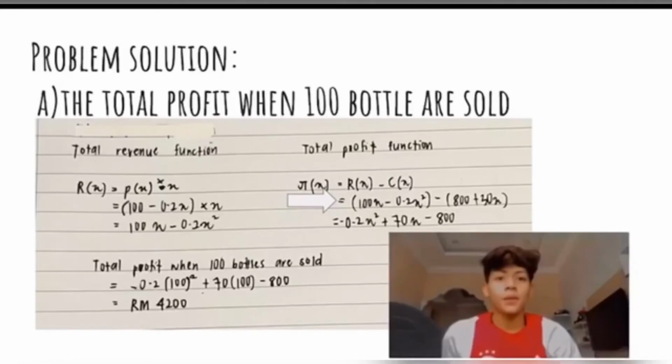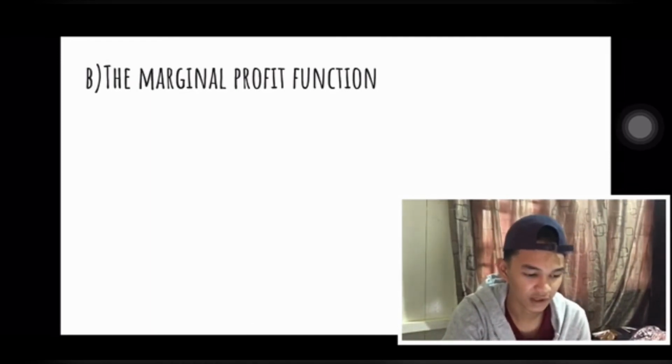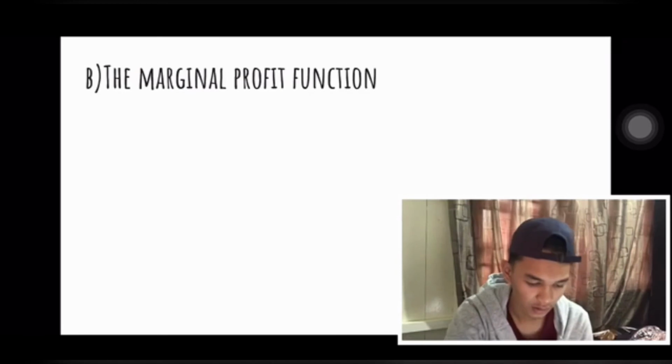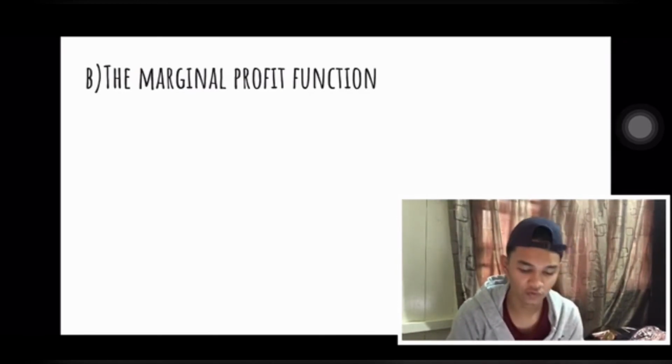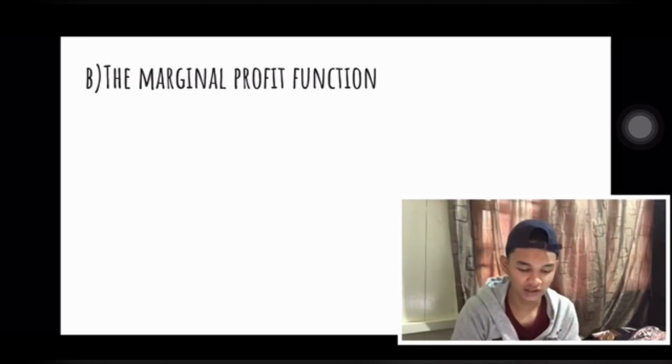Okay. When we got the total profit function, we must replace x with 100. It is because we are going to find the profit when 100 bottles are sold. Okay, we put the value of 100 in this equation. So the total profit when 100 bottles are sold is equal to 4,200 ringgit. So the next question is the marginal profit function. We use the marginal function to find the profit. So to find the marginal function, we must differentiate the profit function.